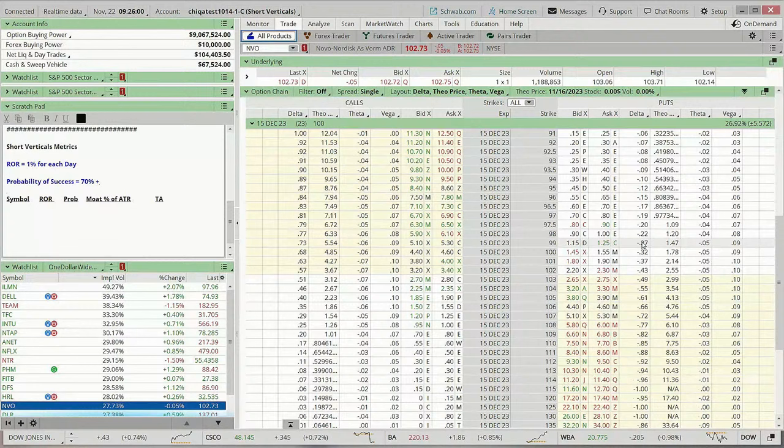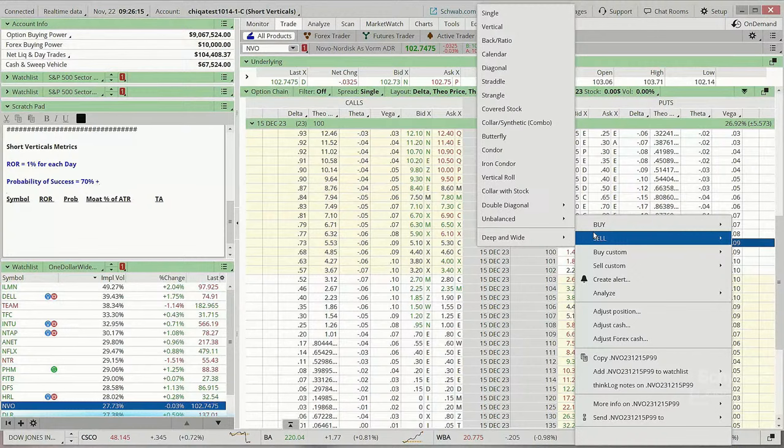So that would give us a 73% probability of success, which fits within our parameter here. We want our probability of success to be 70% or greater. So we'll come over here then. That's kind of bounced around a little bit. I'm going to do a right click right here on the 99, and we'll choose sell. We'll come up here and choose vertical and see what we got here.